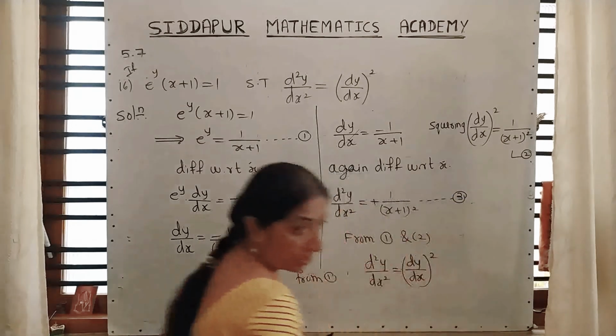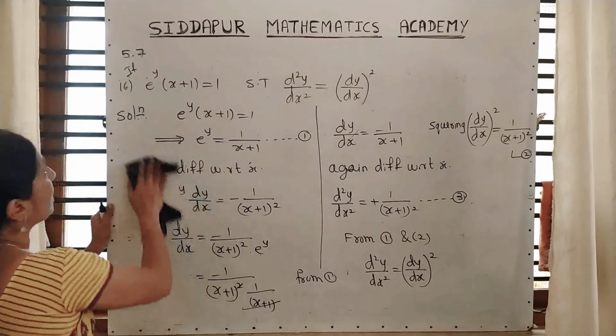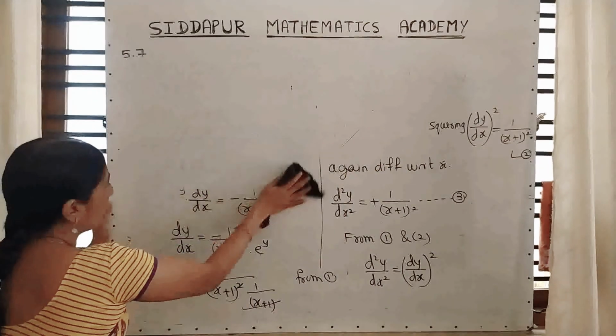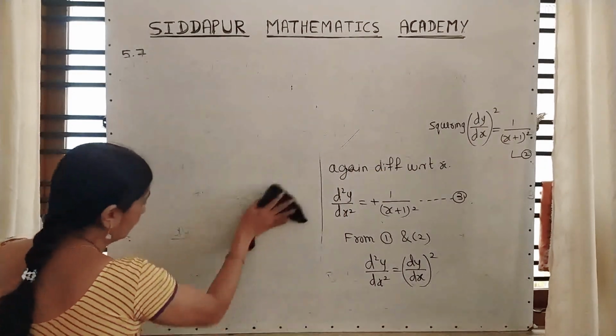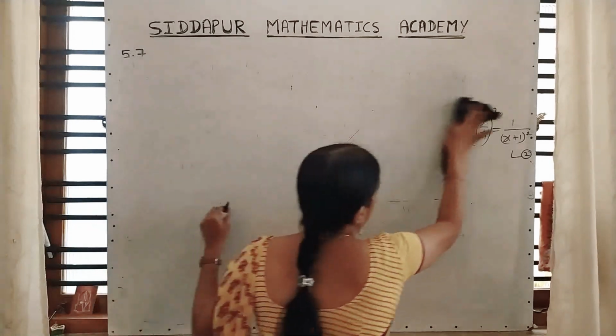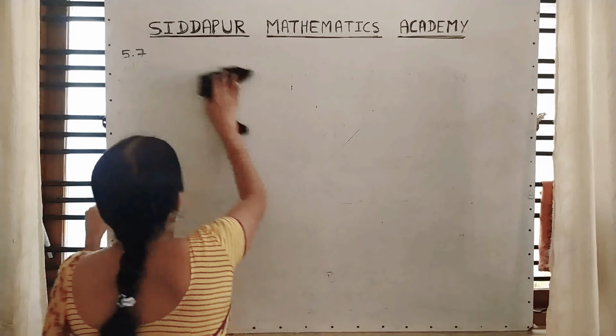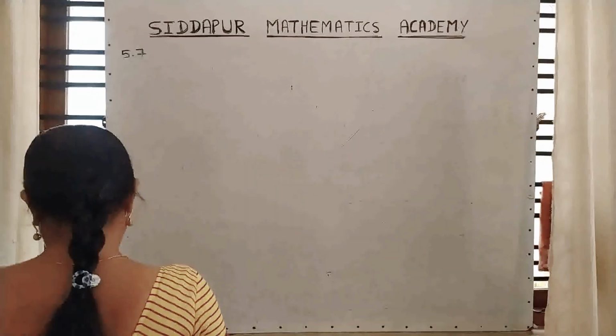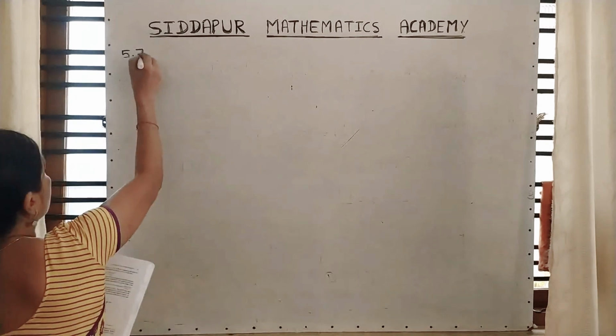Moving to the next question, that is question number 17. This is the last question in exercise 5.7. Very important and interesting question. 17.